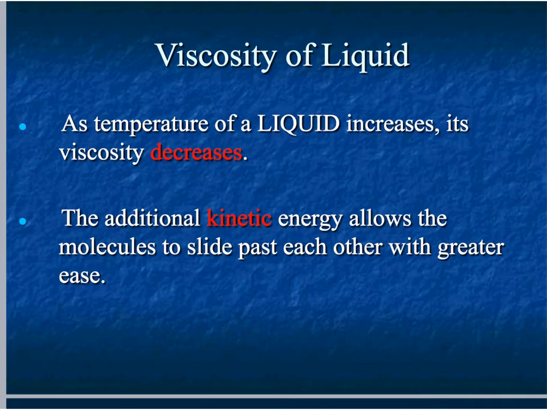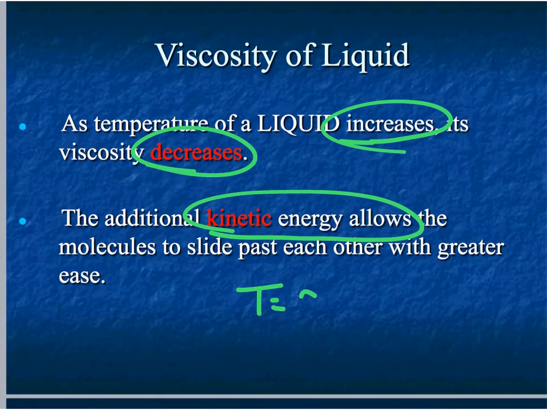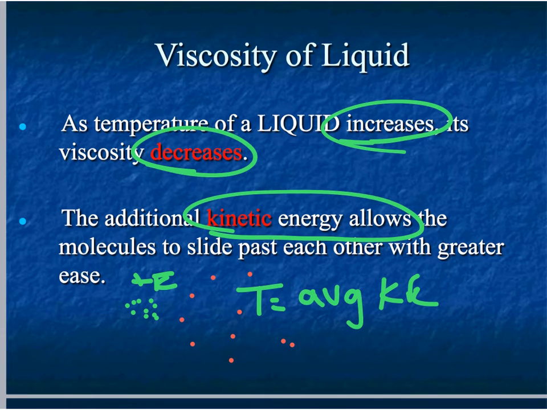Viscosity of a liquid. As the temperature of a liquid increases, its viscosity decreases. That means it becomes a little less dense, right? The additional kinetic energy, so you're raising the temperature. What is temperature? Remember, temperature is the average kinetic energy of a substance. So think about it like this. If I have a bunch of little molecules that are like this, and then I add some energy to it, so plus energy, what's going to happen is they're going to be able to move further apart because they now have higher speed, right? So their velocity goes up.